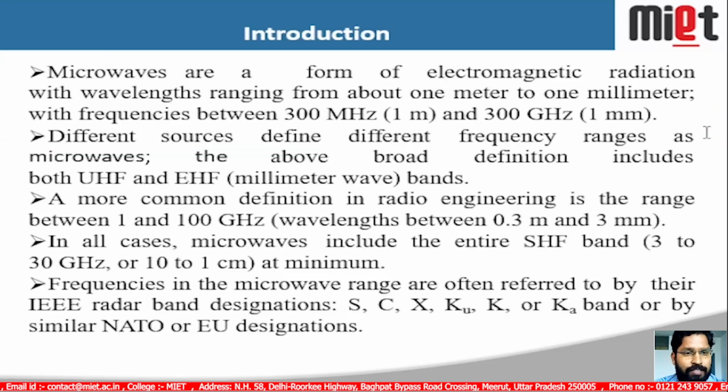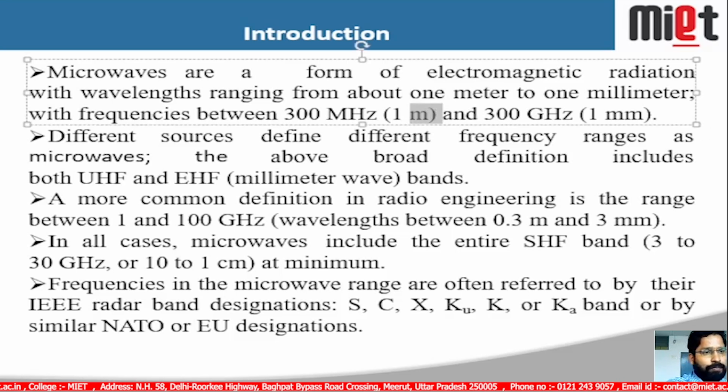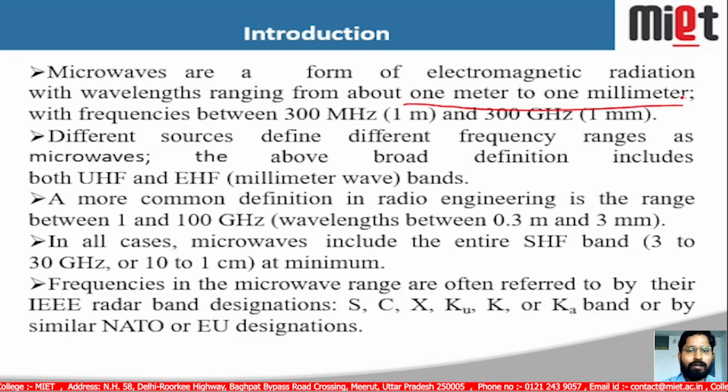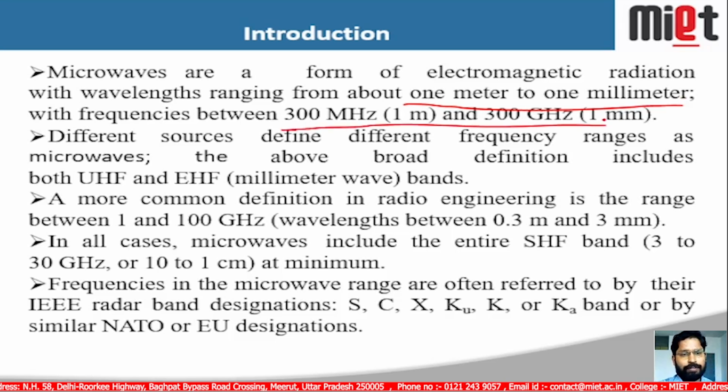First, we discuss the introduction of microwave. Basically, microwaves are electromagnetic waves having a wavelength from 1 meter to 1 millimeter. The microwave frequency range is from 300 megahertz to 300 gigahertz. This is the microwave frequency.